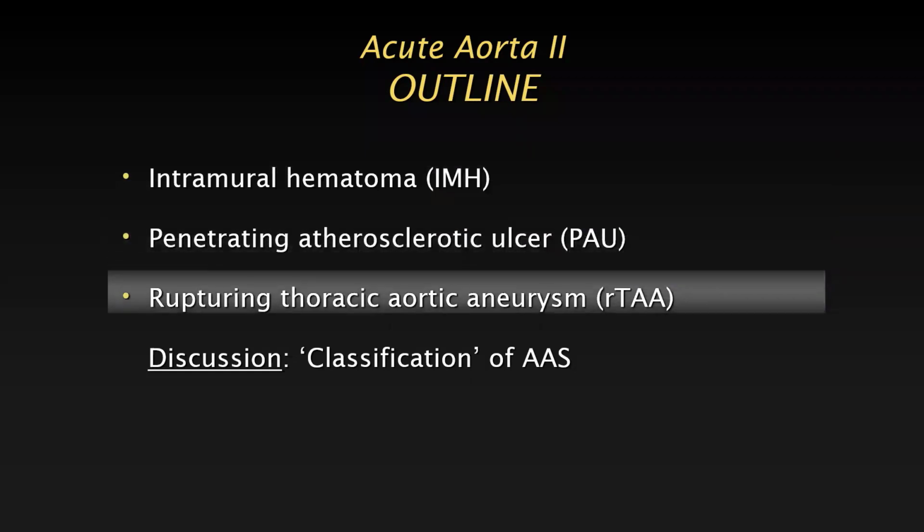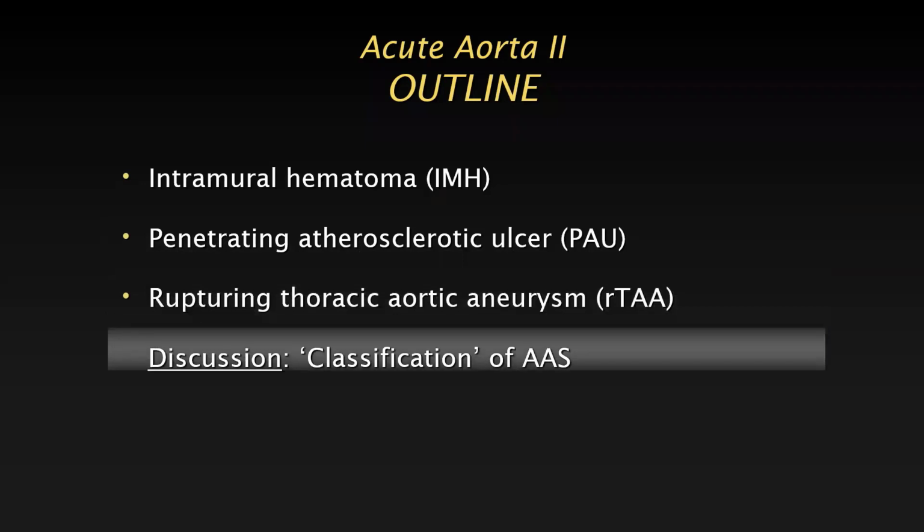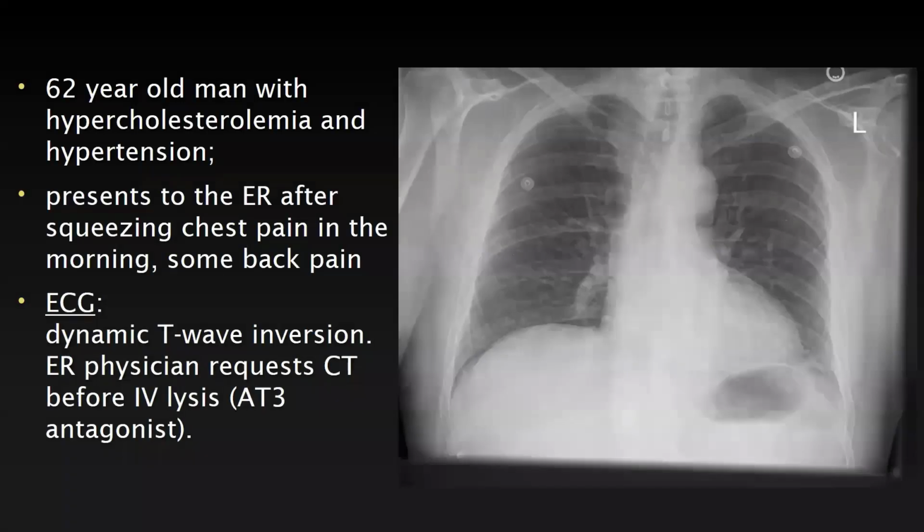And then finally, we'll probably have some time to discuss the classification of acute aortic syndromes and make some clarifications, mostly how these different entities are connected to each other, and what the similarities and the differences are, because there are a lot of confusing statements in the literature, for example, stating that an IMH can become a PAU and the PAU can become a dissection and all kinds of stuff. So I hope we'll be able to clarify this at the end of this talk.